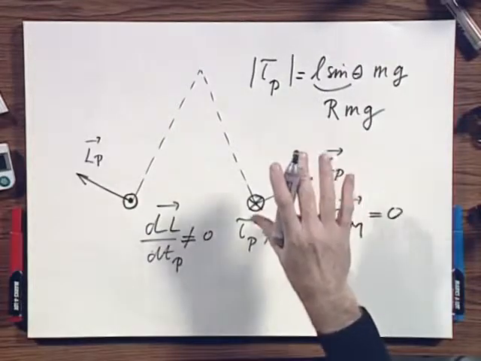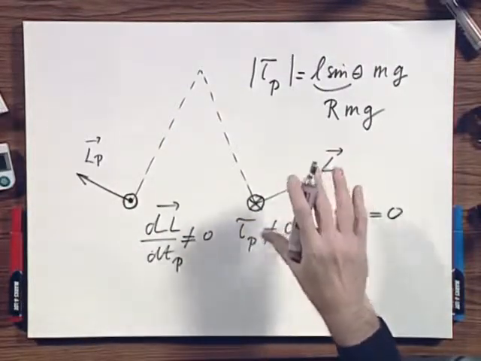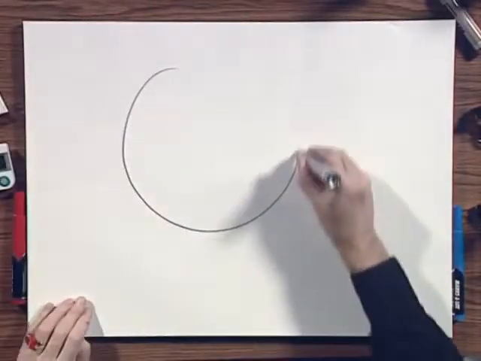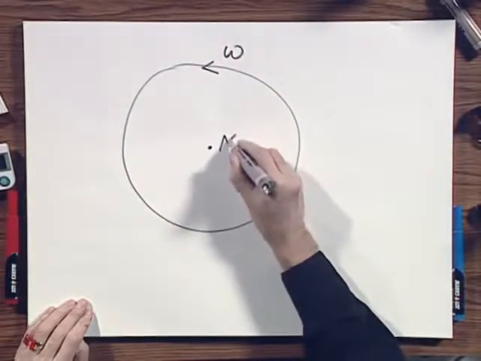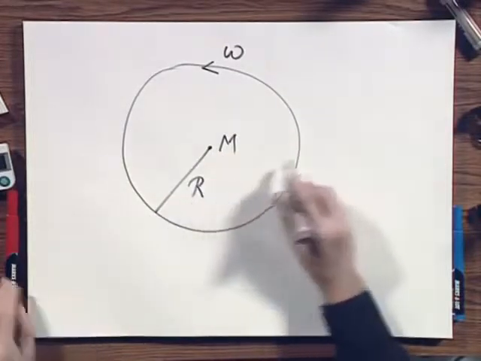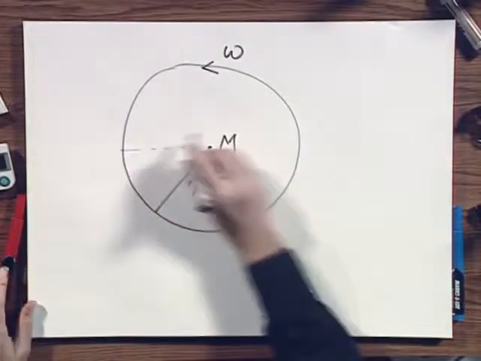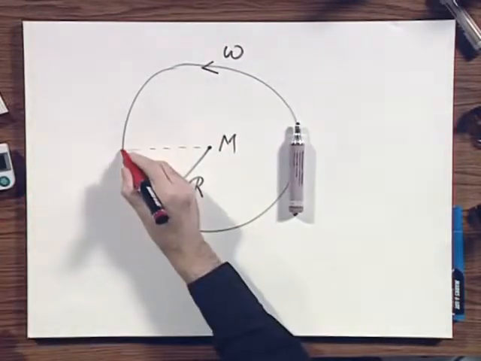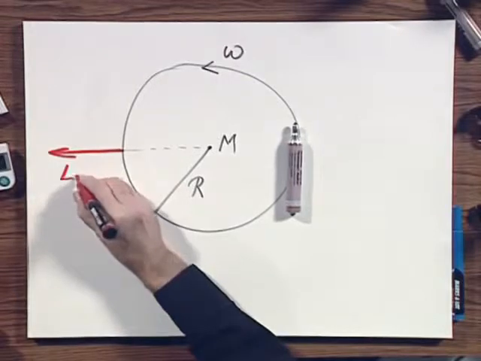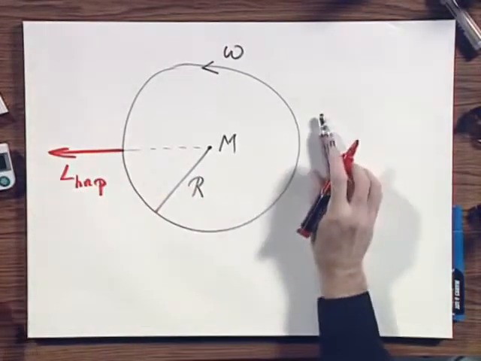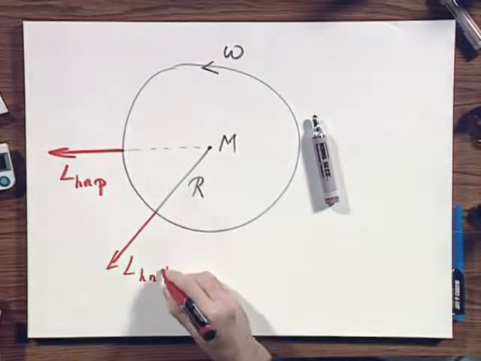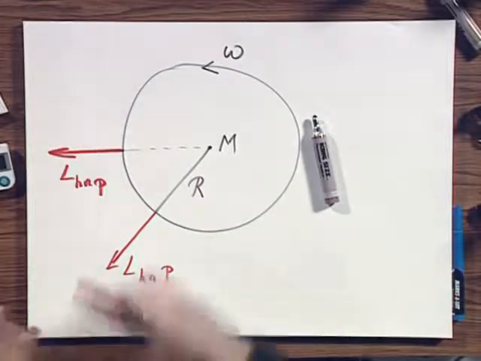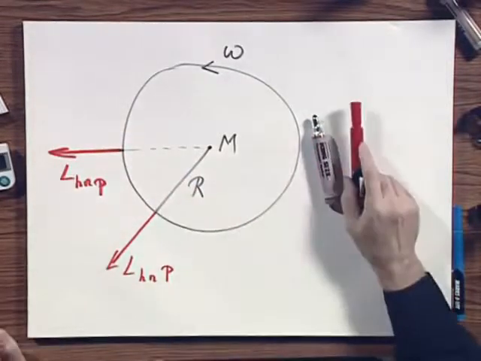I will make a picture to show you this in an easier way from above. Here is the circle. The object is going around with angular velocity omega. Here is the center of the circle, and here is the radius r. At one moment in time, the horizontal component of the angular momentum relative to point P is like this, and then at another moment in time, the horizontal component of the angular momentum relative to P is in this direction. And the vertical component is always the same, it's independent.